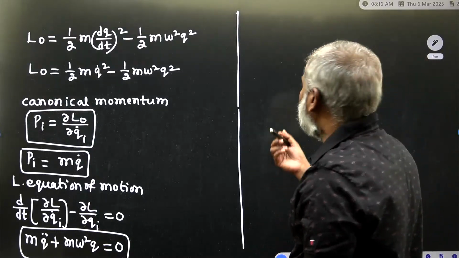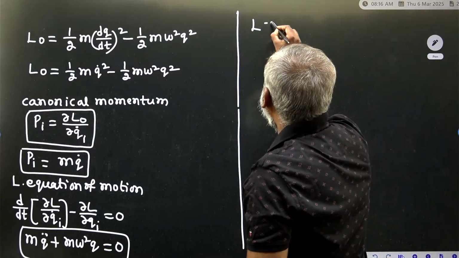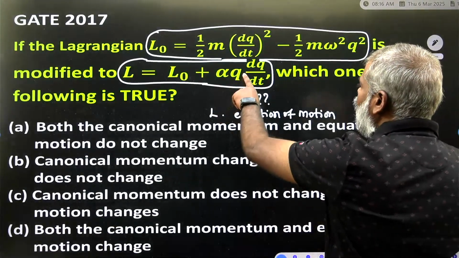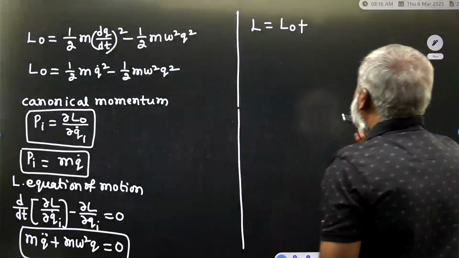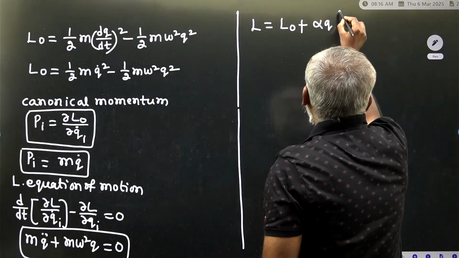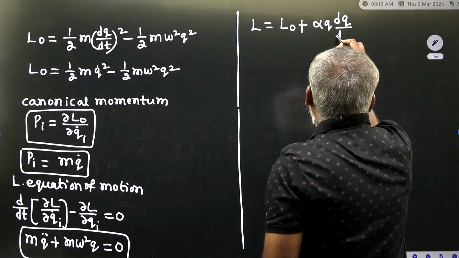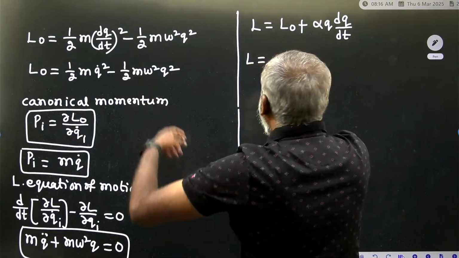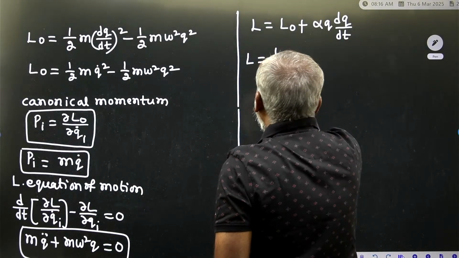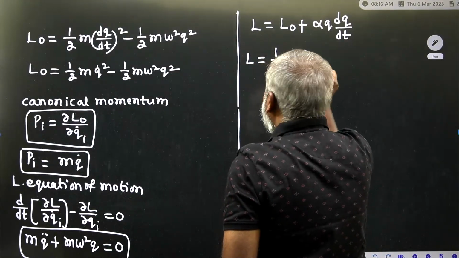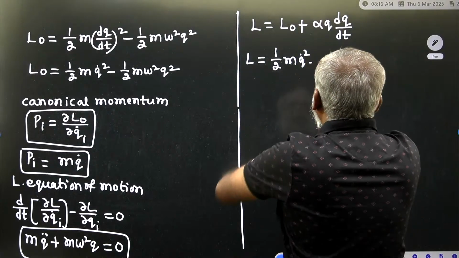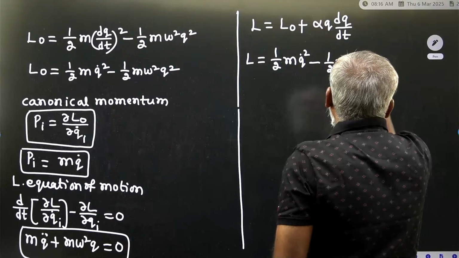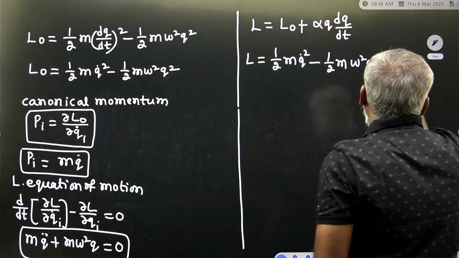So the equation of motion corresponding to the Lagrangian is m q double dot plus m omega square q is equal to 0. Now the second Lagrangian expression is L is equal to L0 plus alpha q into dq by dt. I'm rearranging this expression. Once you see, L is equal to 1 by 2 m q dot square minus 1 by 2 m omega square q square plus alpha q q dot.